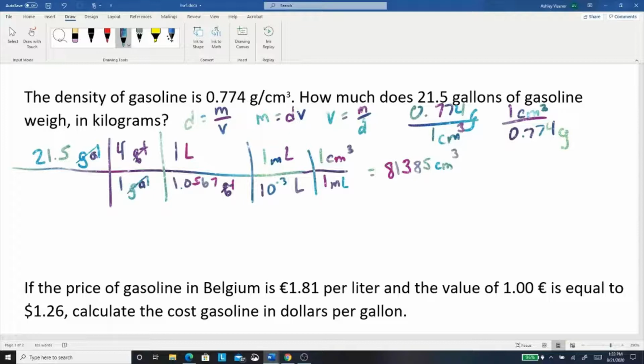And now that we have that, we can convert to grams using our density. Because we know there are 0.774 grams for every 1 cubic centimeter here. And then to go ahead and convert to kilograms, there are 1,000, oops, sorry, not 1,000, there's 1 kilogram.